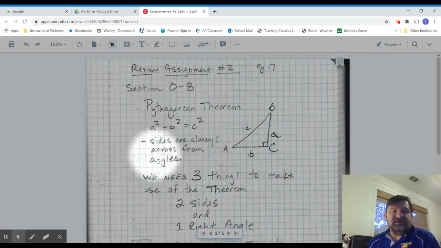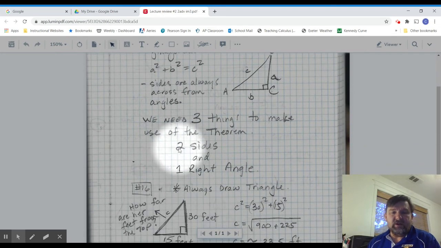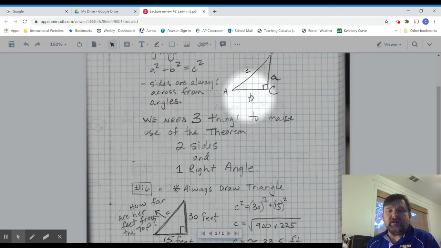Remember, when you use this, you're going to need 3 things to make use of the theorem. Number 1, you need to have 2 sides, and you have to have 1 right angle. So you always have to have a right angle. So C is always got to be 90 degrees. And you have to have 2 of the 3 sides. If not, we can't even use the theorem. If you're missing one of these things, we're kind of out of luck. And then we work into trigonometry, which is what we're doing next.